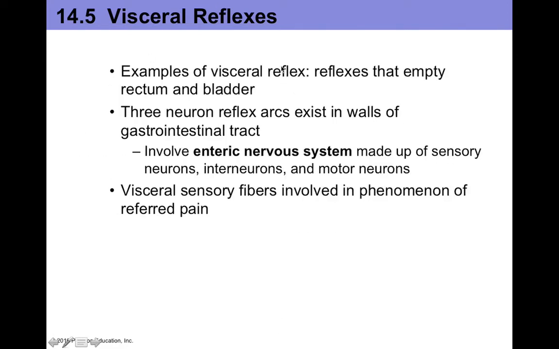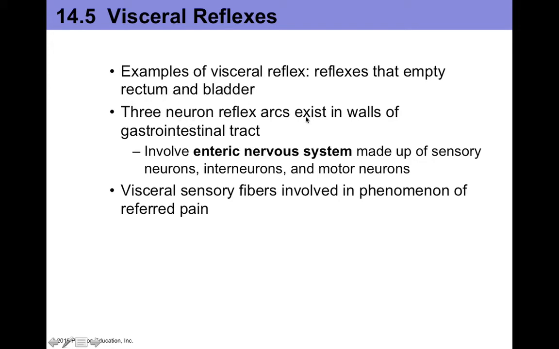So examples of a visceral reflex arc would be things like reflexes that empty the rectum and urinary bladder. So when the urinary bladder is stretched, there are receptors that can pick up that information. Those visceral sensory neurons then go back to the spinal cord and synapse on the appropriate parasympathetic preganglionic neuron that then eventually sends motor information back out towards the bladder for bladder contraction. Same thing with the rectum too.